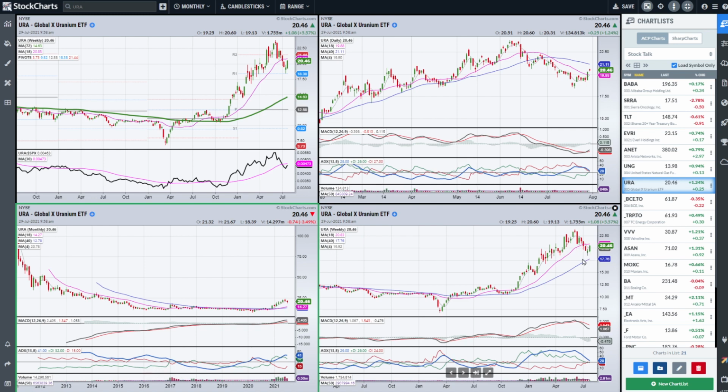I would be very reluctant to just go ahead and buy right here without a little bit more evidence that the trend is truly turning. But again, overall action looks pretty good from a bigger picture standpoint.